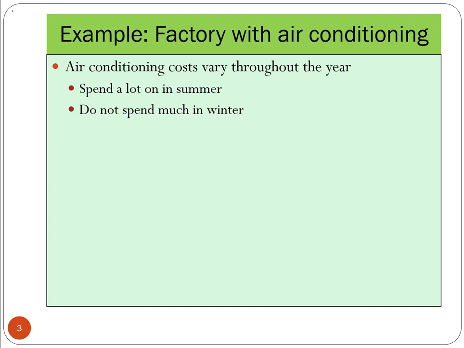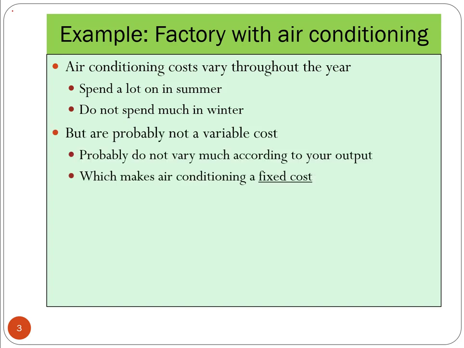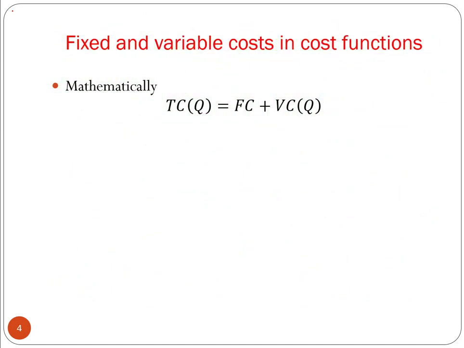But that doesn't make them variable costs. A variable cost means it has to vary depending upon output. So, for example, if you run your factory all year round, just because they're higher in the summer than in the winter doesn't make them a variable cost. They only would vary if they vary according to your output. So that makes air conditioning a fixed cost for your firm. So remember, variable costs have to vary, but they have to depend upon your output level, and fixed costs don't. And we'll talk more about fixed and variable costs when we talk about market structure.